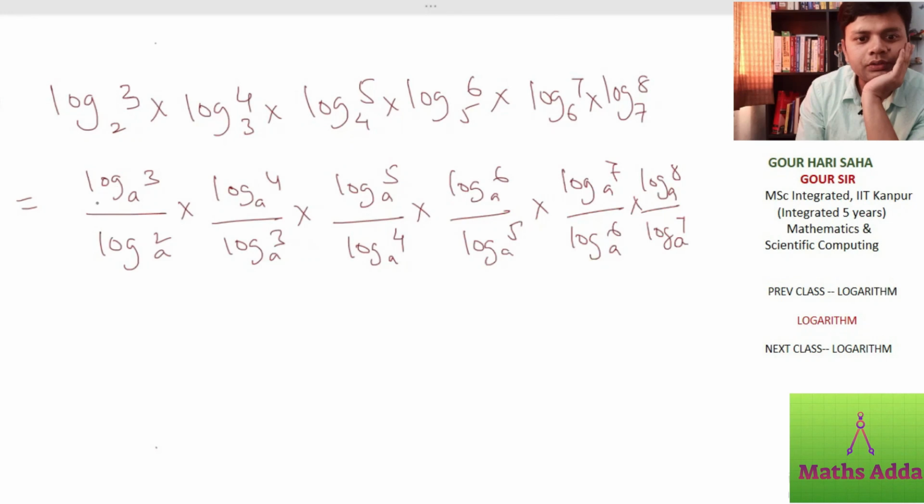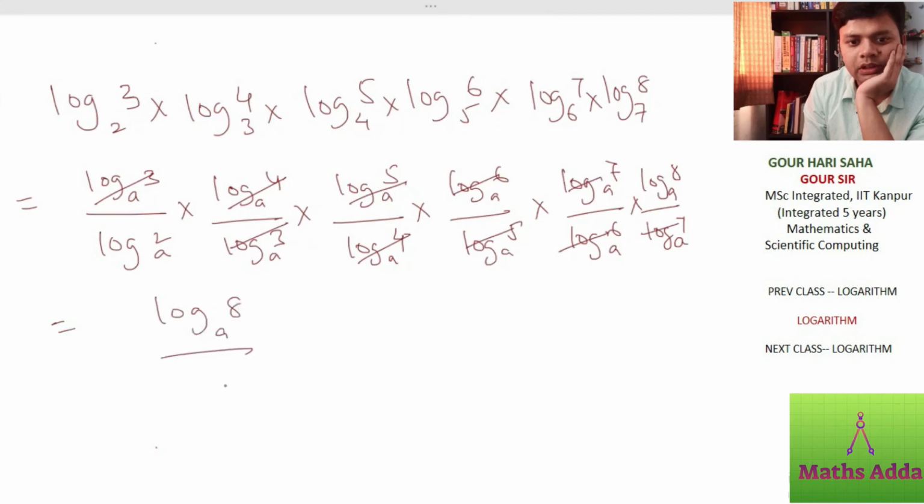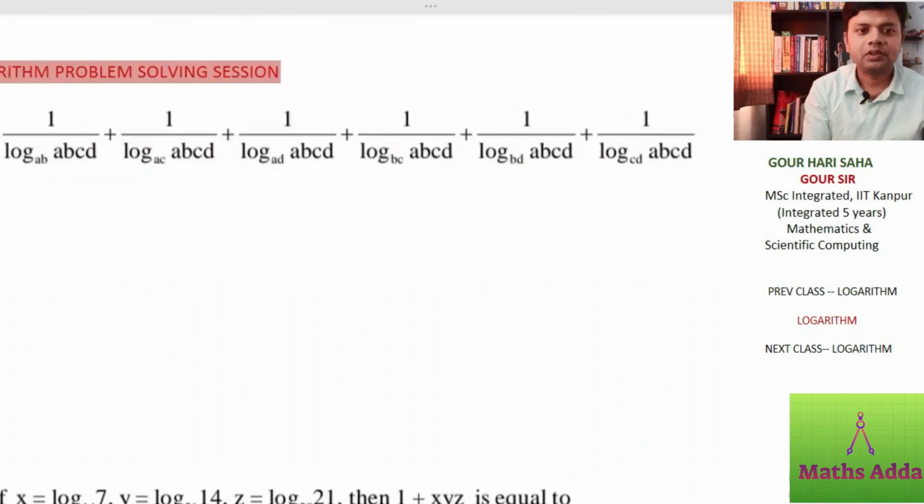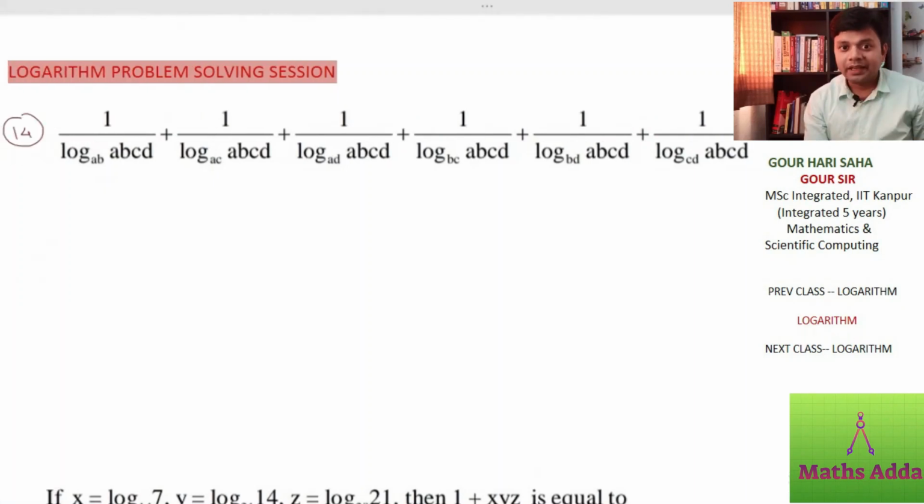Now this log of 3 base a will cancel out, this will cancel out, this will cancel out, this will cancel out, and it will simplify to log of 8 base a by log of 2 base a, which is log of 8 base 2. This is 3. You see, we saw one place how to use the base change formula, and you can do one more question. Now moving to the next. This is the 14th question. Apply the base change formula everywhere.